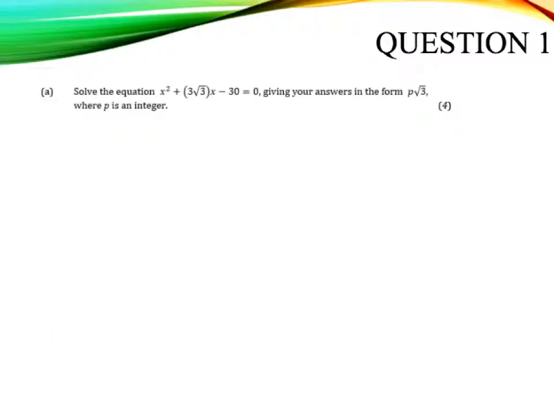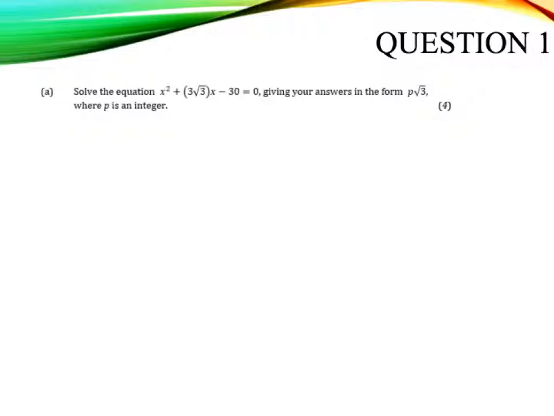So this first question, it's quite a tricky question. It's asking us to solve the equation x squared plus 3 root 3x minus 30 equals 0, giving your answer in the form p root 3, where p is some form of integer. Now, you will know how to solve quadratics, and you'll have been able to do that since year 10. You'll also know how to do surds, and you've probably done that at GCSE as well. But combining these two things is a different matter, and this is where it starts to become a little bit difficult.